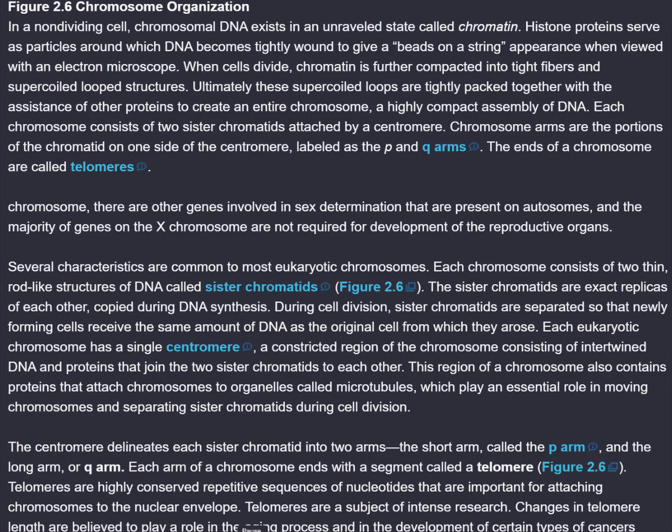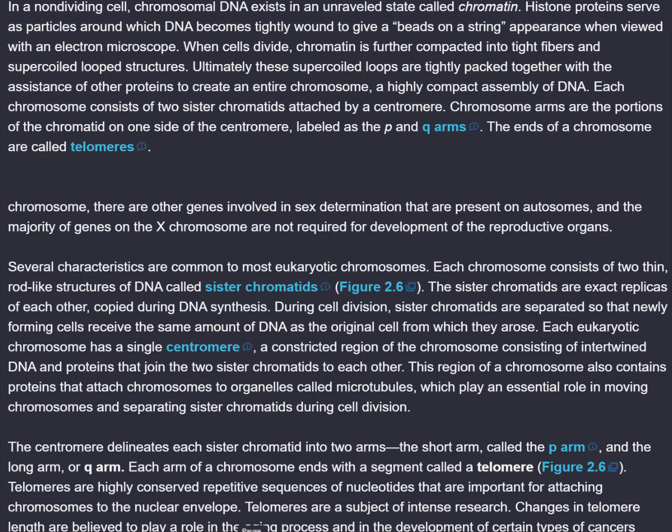Figure 2.6 Chromosome organization. In a non-dividing cell, chromosomal DNA exists in an unraveled state called chromatin. Histone proteins serve as particles around which DNA becomes tightly wound to give a beads on a string appearance when viewed with an electron microscope. When cells divide, chromatin is further compacted into tight fibers and supercoiled looped structures. Ultimately, these supercoiled loops are tightly packed together with the assistance of other proteins to create an entire chromosome, a highly compact assembly of DNA.